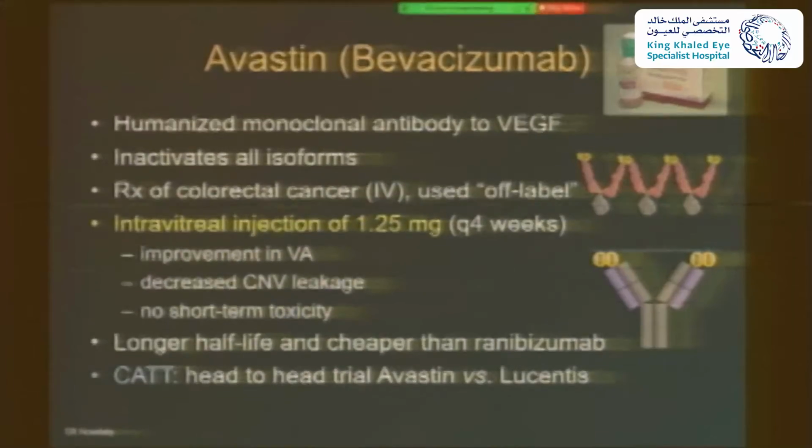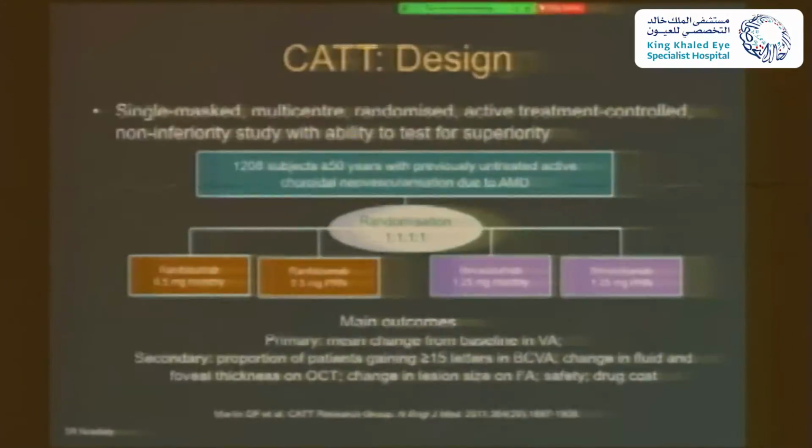You give it every 4 weeks, and it also causes improvement of vision. It lasts longer than ranibizumab inside the eye, but also inside the body. This is why it could be a little bit dangerous for people who have myocardial infarctions, or even for children and premature babies, because the half-life is longer. It lasts longer in the body. And the CAT study is the head-to-head trial of Avastin versus Lucentis.